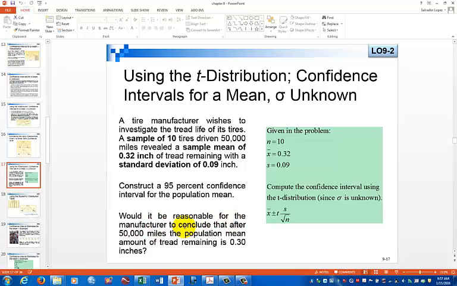Would it be reasonable for the manufacturer to conclude that after 50,000 miles, the population mean amount of tread remaining is 0.30 inches? Well, now we need to compute the confidence interval using the t-distribution, due to the fact that sigma is not known. The confidence interval is exactly the same we saw before in the previous section. It is x bar plus minus, instead of z, t, times s instead of sigma, divided by the square root of n. So we use the only standard deviation that we can use, which is the sample standard deviation.